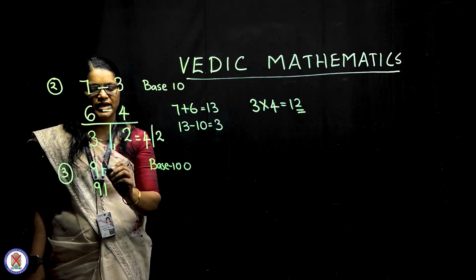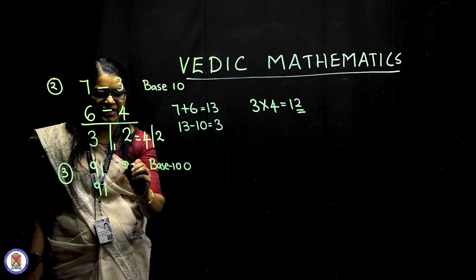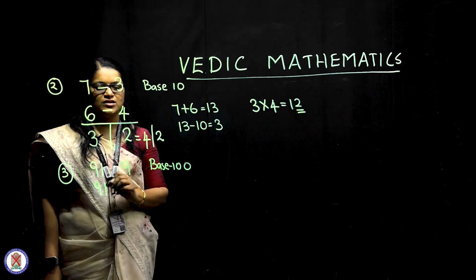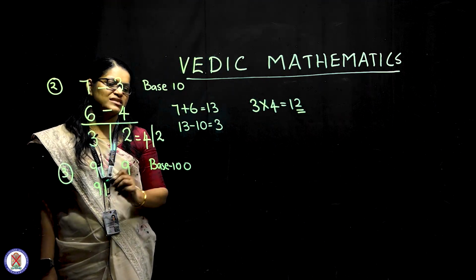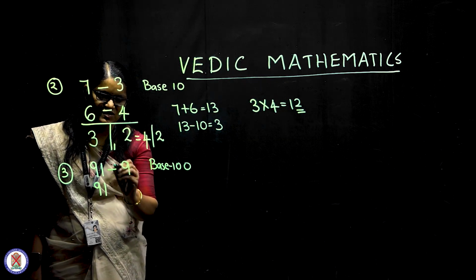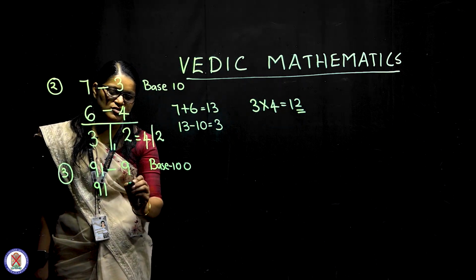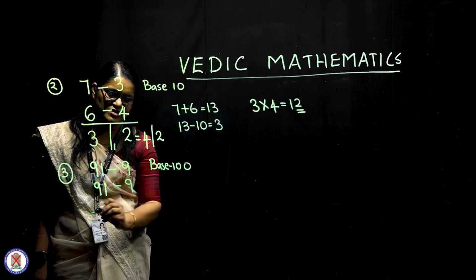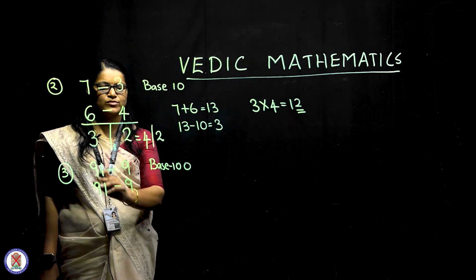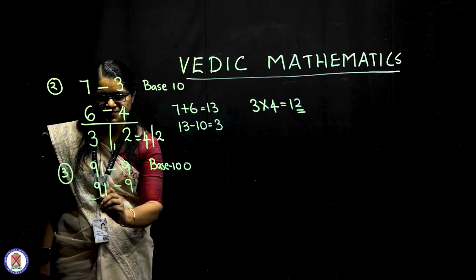So 100 minus 91 gives you 9. You have to write 9 here. Since 91 is less than the base, you have to put a negative sign here. Here also 9 and a negative sign. The negative sign indicates that the numbers are lesser than the base.